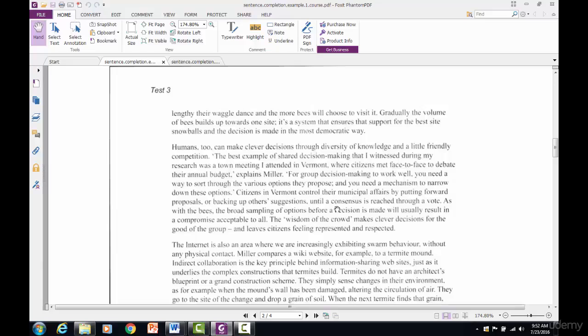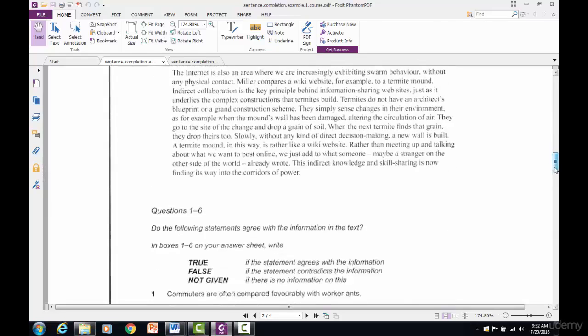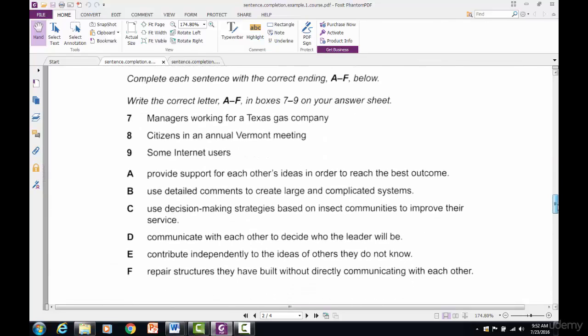All right? So one more time. Citizens in Vermont control their municipal affairs by putting forward proposals or backing up other suggestions until a consensus is reached through a vote. Well, we see our correct answer is A. Provide support for each other's ideas in order to reach the best outcome. All right, so it said they put forward proposals or back up others' ideas in order to reach a consensus.